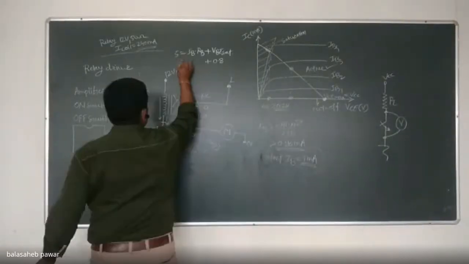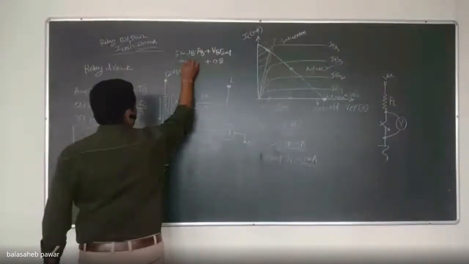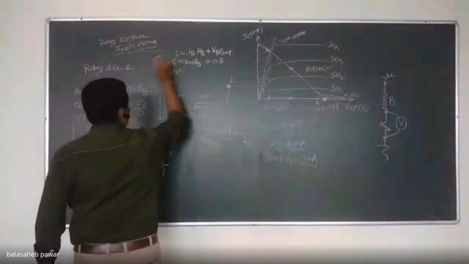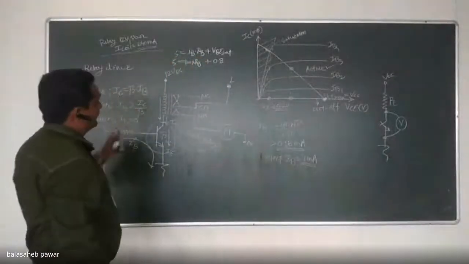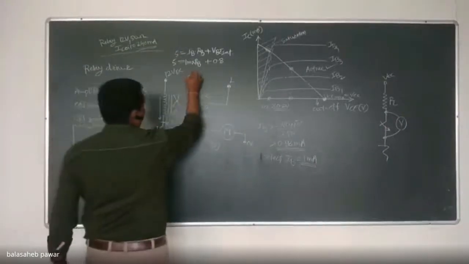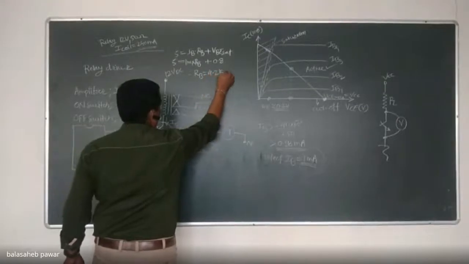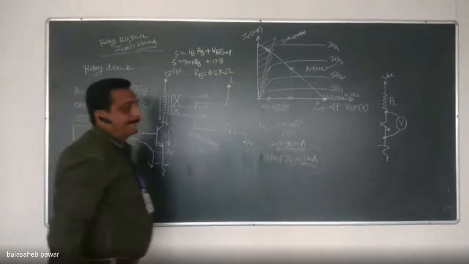So 5 volt equals to IB, how much do we consider? 1 milliampere. So 1 milli into RB, and that equals 5. You can easily calculate 4.2 divided by 1 milli. Therefore, RB equals to 4.2 kilo ohm. Agree?